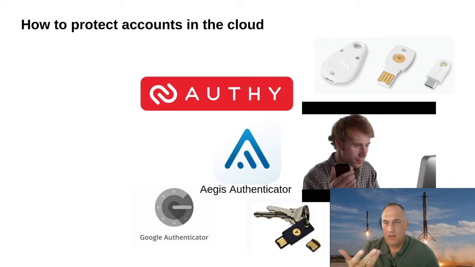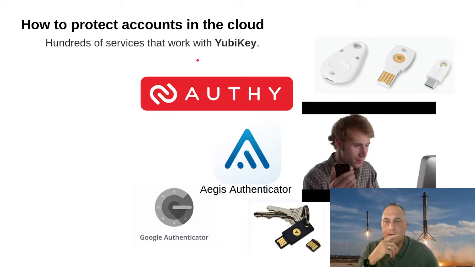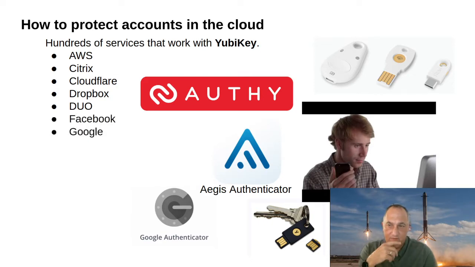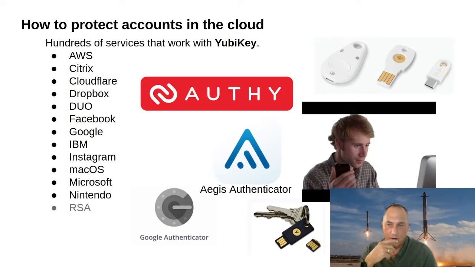Now, how do you protect that in the cloud? You got different applications that are leading in this. You have Authy, you have Aegis Authenticator, Google Authenticator, and you got YubiKey and some other ones that are out there that help in this. In terms of services, you have AWS, Citrix, Cloudflare, Dropbox. I'll give an example of Dropbox, Duo, Facebook, Google, IBM, Instagram, Mac OS, Microsoft, Nintendo, RSA. You can go on and on and on, and you can see that there is a lot of participants out there. Almost everybody now is implementing some kind of two-factor authentication.